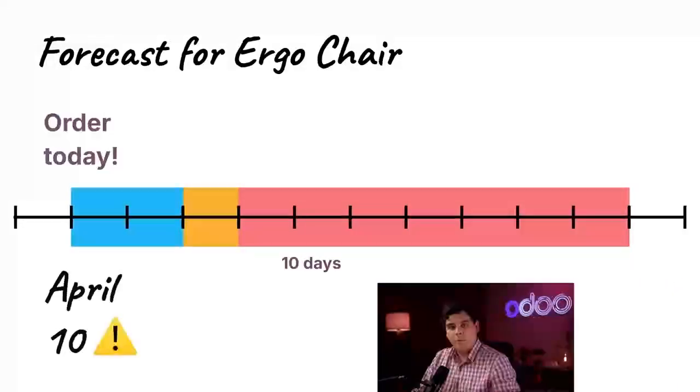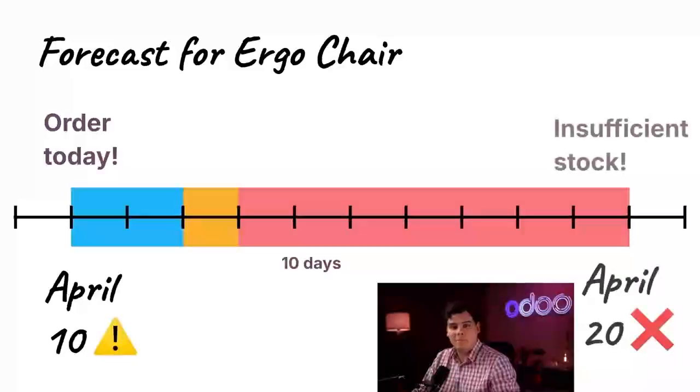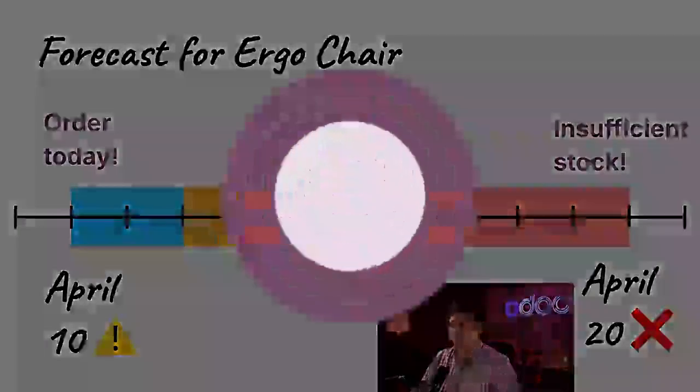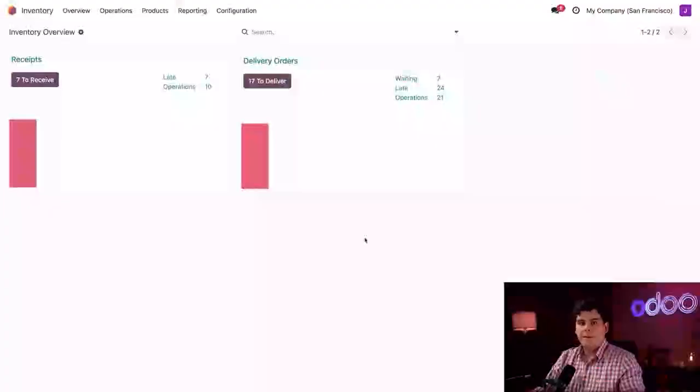Now, when using reordering rules, Odoo will remind you to order 10 days before the quantity is expected to drop below the minimum. All right. That was a lot of background information, so let's dive right into the database to set that up. So first, here we are inside of the inventory application.